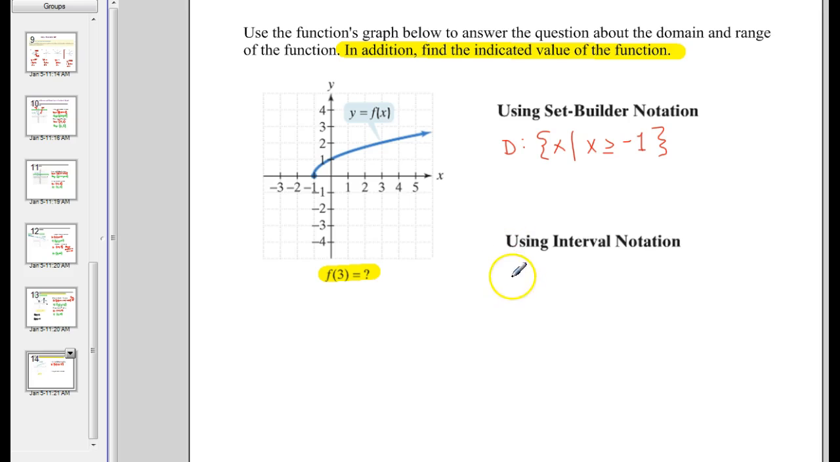The domain in interval notation, where does the domain start? The smallest number is negative 1. It's closed, so I put a bracket. And it keeps on going to the right, so again, I use an infinity symbol and a parenthesis.